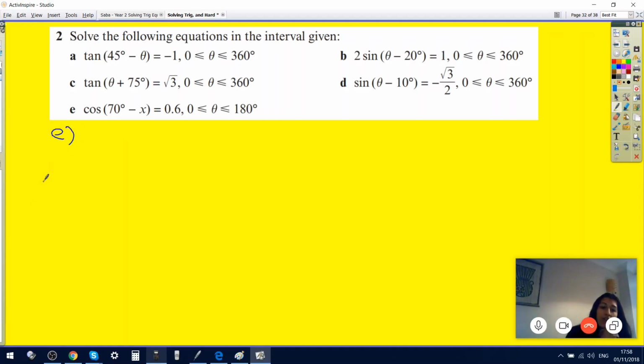E. Right, so same things as before. So cos minus 1 of both sides. You get 70 minus x equals cos minus 1 of 0.6, which is 53.1. And then the range thing. They actually made a mistake here. This should say x, not theta in the middle there. So 70 minus x.